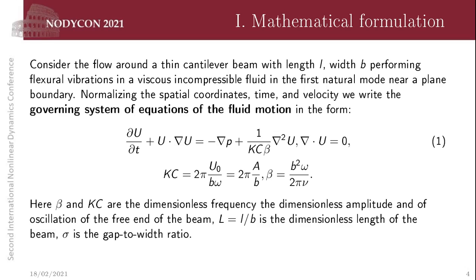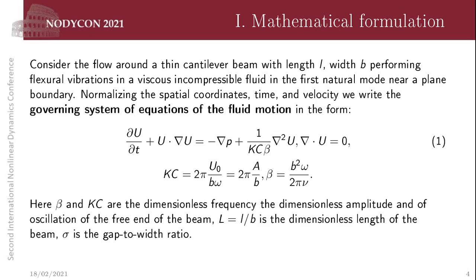Let's consider the flow around a thin cantilever beam with length L and width B performing flexural vibrations in a viscous and compressible fluid in the first natural mode near a plane boundary. Normalizing the spatial coordinates, time and velocity, we can write the governing system of equations of the fluid in the form of the Navier-Stokes equations, equation number 1.